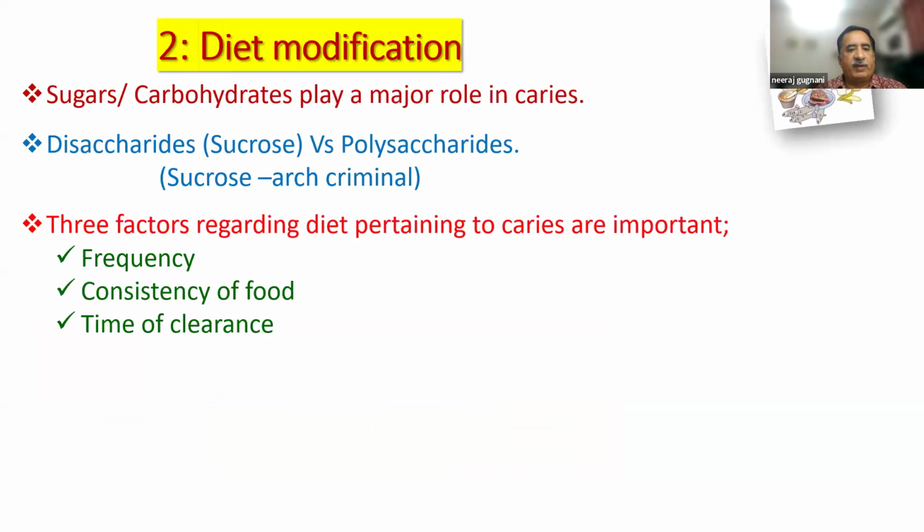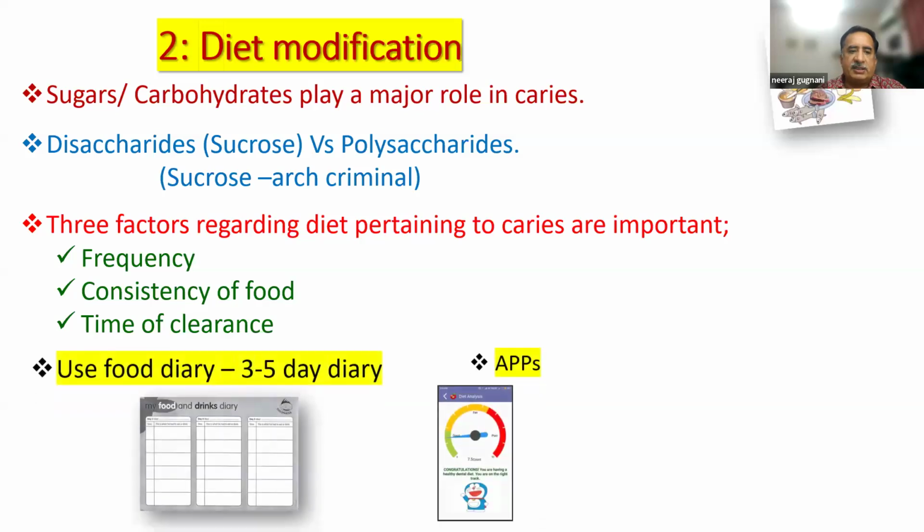Clear? Diet modification, we all know that three factors regarding the diet, regarding the cariogenic diet, which includes the carbohydrates, is important: frequency, consistency, and time of clearance. And as a clinician, you can use food diaries, that is the 3 to 5 day diet diary, or apps to determine about diet modification, which can be taught to the patients.